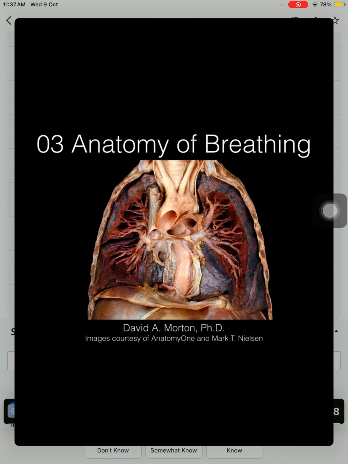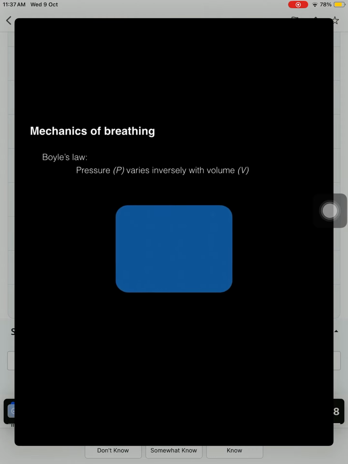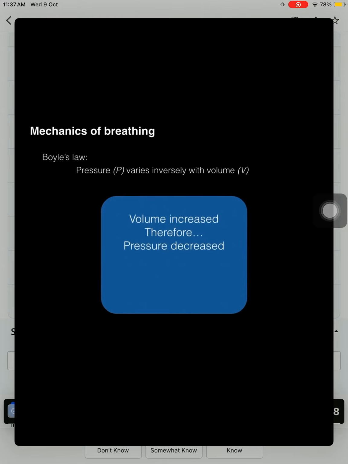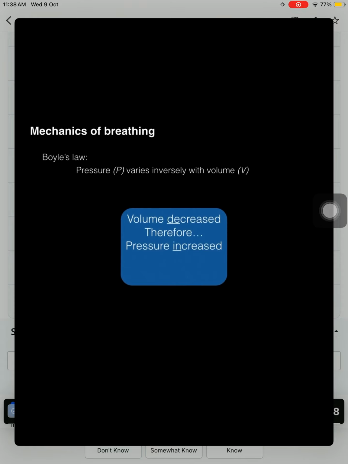All right, we're now going to talk about the anatomy of breathing. To understand mechanics of breathing, let's go to physics. Oh, physics. Everyone loves to remember all these different cool equations. So Boyle's law is that pressure varies inversely with volume. If we have some type of a volume like this, and we increase the volume, when volume increased, pressure decreased. Conversely, when we take the same volume, when the pressure is equalized, and now we reduce its volume, the volume decreased, therefore pressure increased and went up.